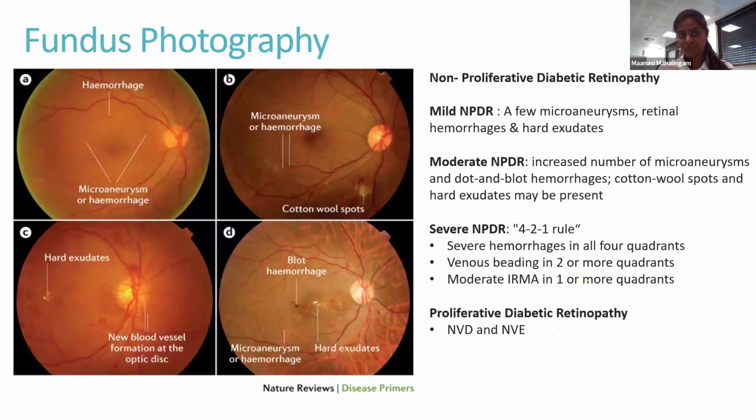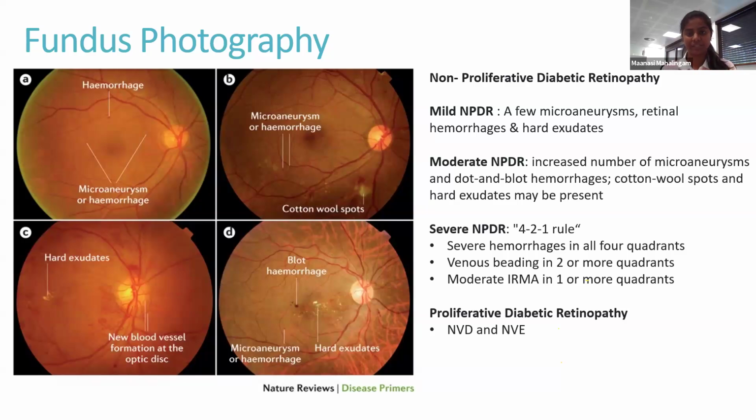So moving on to the fundus photography, these are the clinical signs. I think you'll be much more familiar than me. The features of the non-proliferative diabetic retinopathy, in the milder form, are going to be a few microaneurysms, retinal hemorrhages and hard exudates. In the moderate form, it's going to be the same set of signs, but with increased number, with the dot and blot hemorrhages and the cottonwool spots added to it.